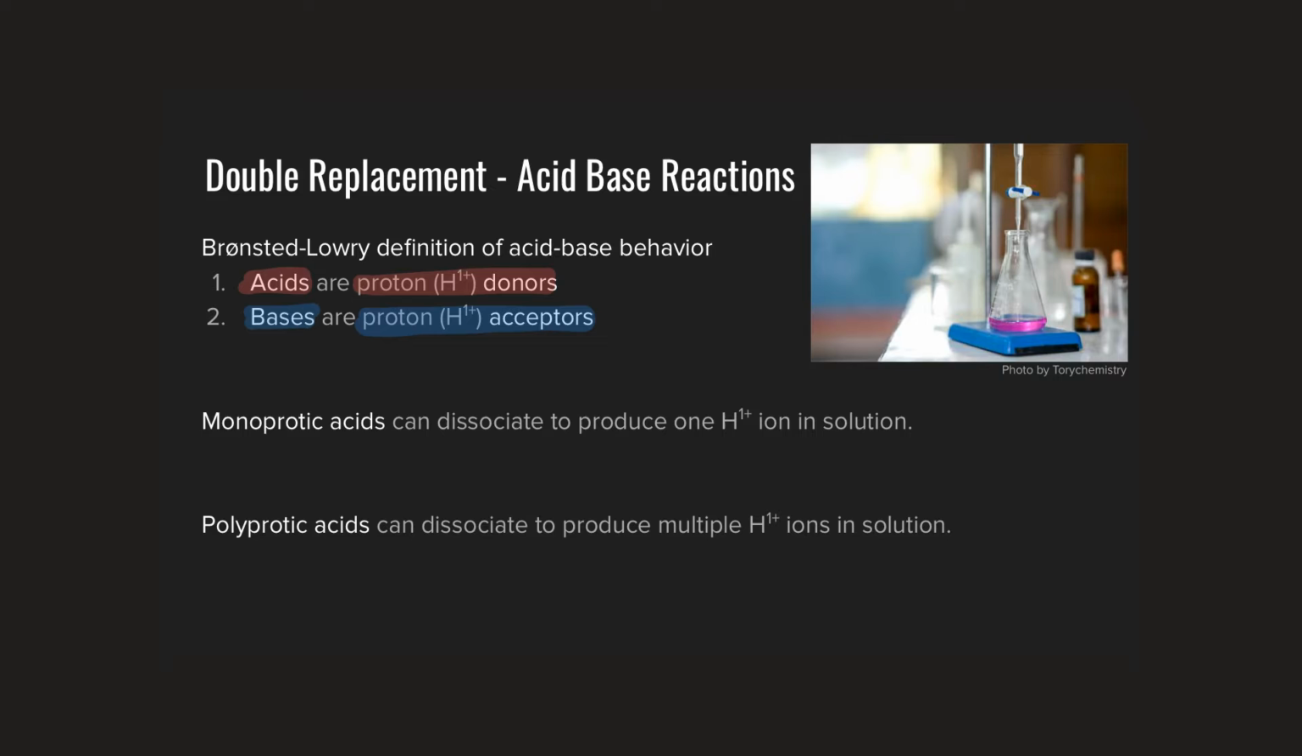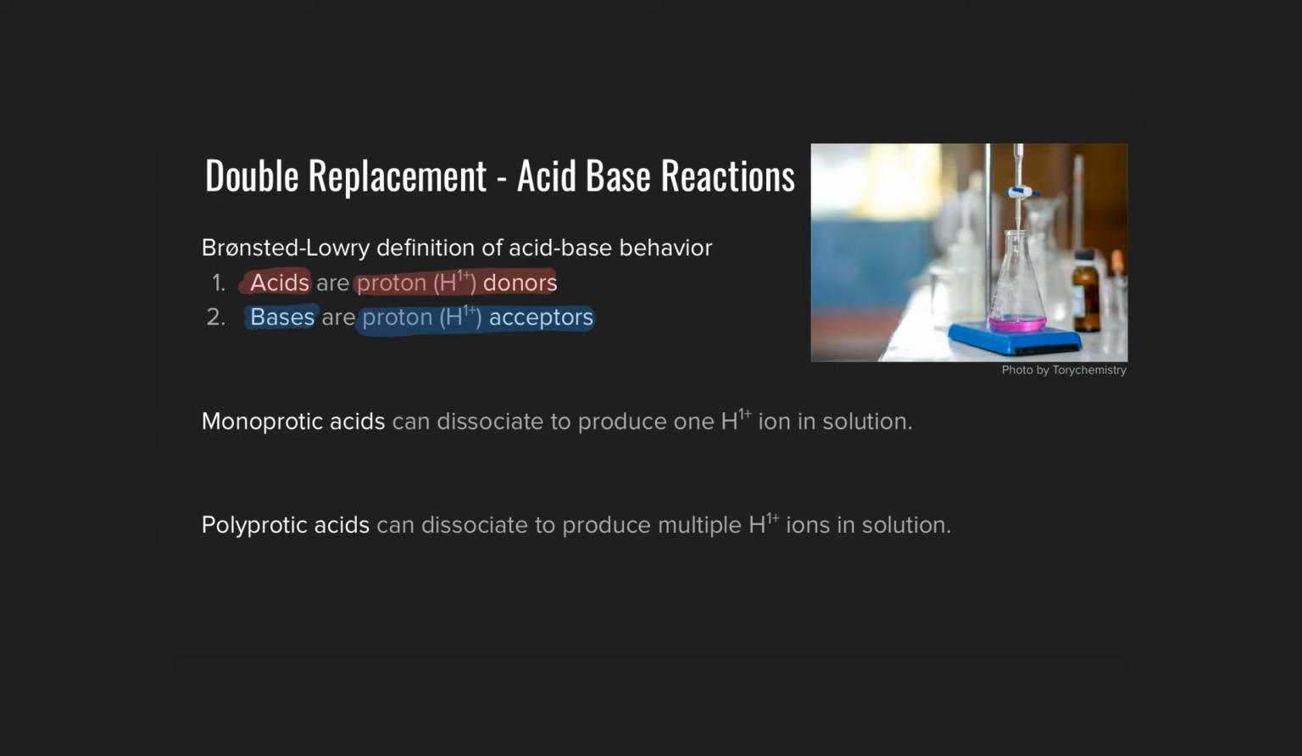There are several different classifications of acids, and one of the things we're going to be looking at is how many of those protons these acids can donate. An acid which can donate only one proton, or which in solution dissociates to produce only one H+ ion, is referred to as a monoprotic acid. Mono being the prefix meaning one, so one proton it can donate. As opposed to an acid which can dissociate to produce multiple hydrogen ions or donate multiple hydrogen ions in reaction. We refer to those as polyprotic acids.